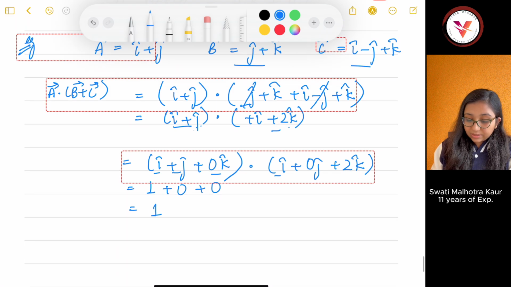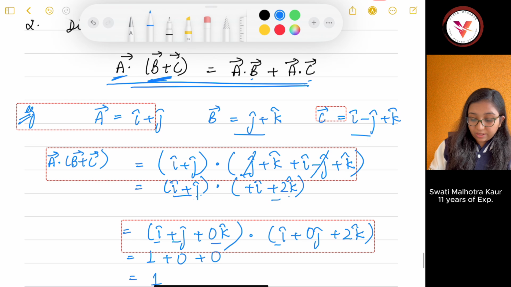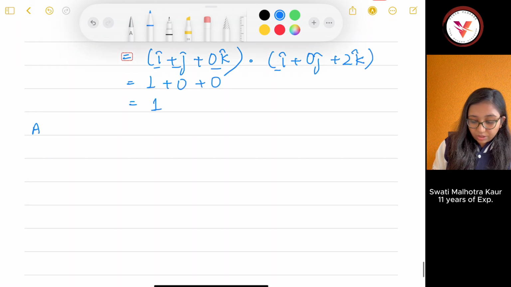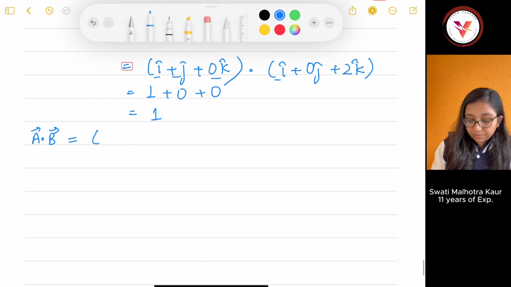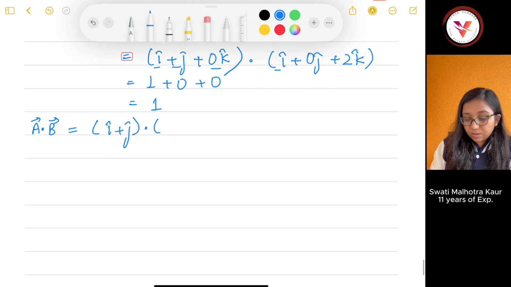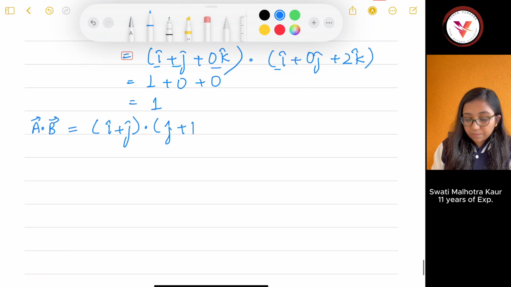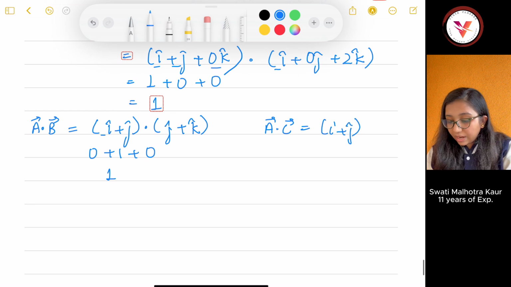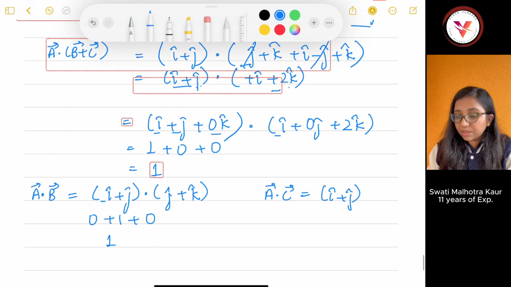And then it's A dot B and A dot C. So first calculate A dot B. A dot B is i cap plus j cap dot B vector, which is j cap plus k cap. Again, there is no i, so 0. j and j is 1. There is no k, so 0. So it is 1. And then A dot C. So A is i plus j and C is i minus j plus k.